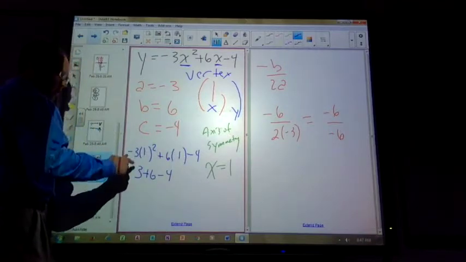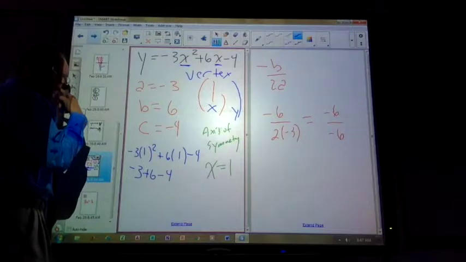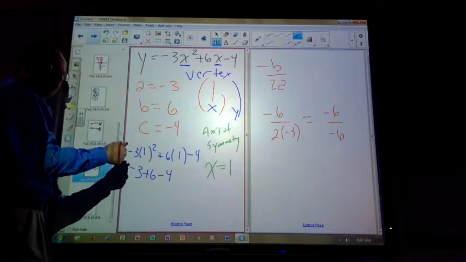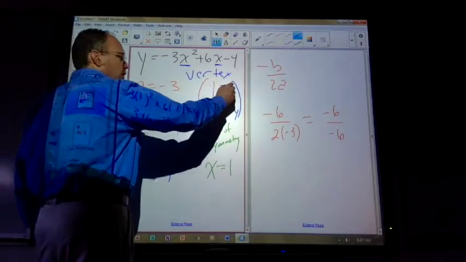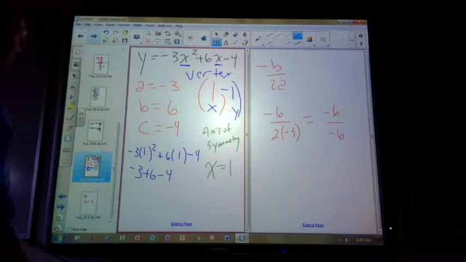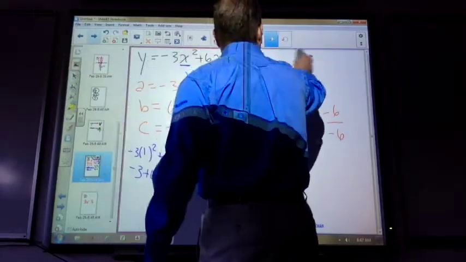Okay, sorry about that. Negative 3 plus 6 is 3. 3 minus 4 is negative 1. Do I know my vertex? Okay. I know my vertex to be that. Let me eliminate this for right now.